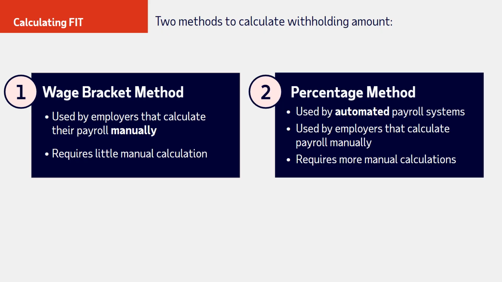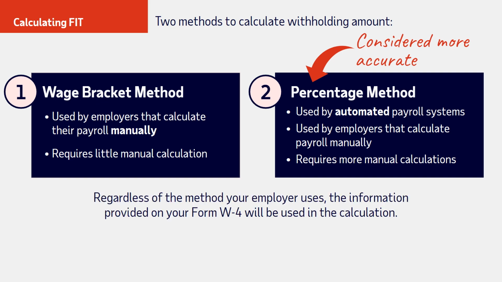2. The percentage method is the method used by automated payroll systems, such as ADP. It can also be used by employers that calculate payroll manually, but is more complex and requires more manual calculations. The percentage method is considered more accurate in calculating the tax amount. Regardless of the method your employer uses, the information provided on your Form W-4 will be used in the calculation.